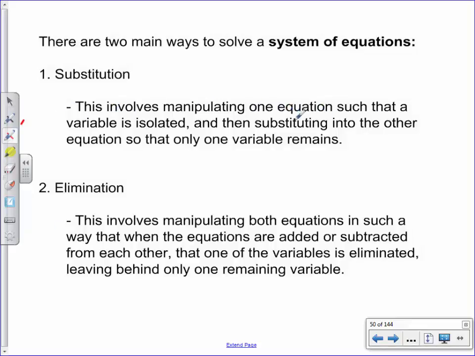Manipulate one equation such that a variable is isolated, then shove it into the other equation so that only one variable remains. People words, not math words.